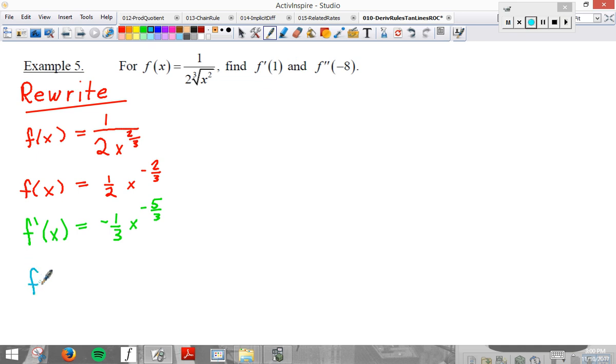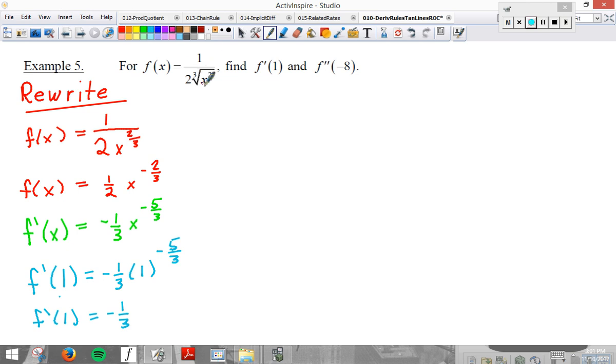So f prime of 1 is just replacing all the x's in this function with 1, negative 1/3, 1 to the negative 5/3, 1 to any power is 1. So f prime of 1 in simplest terms is negative 1/3. That means the slope of f at 1 is negative 1/3, the slope of f's tangent line.